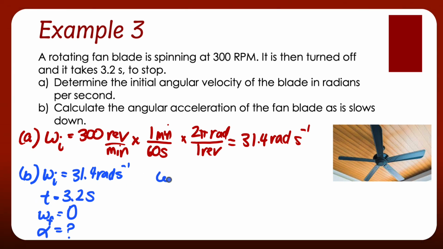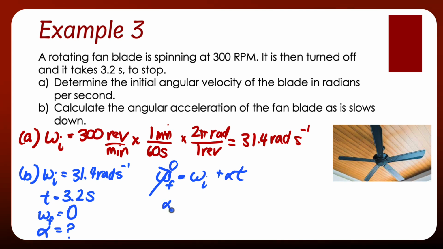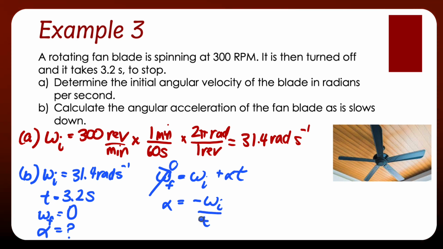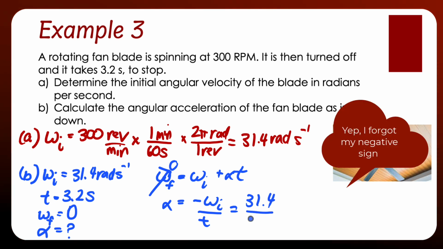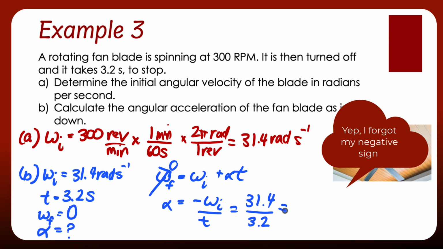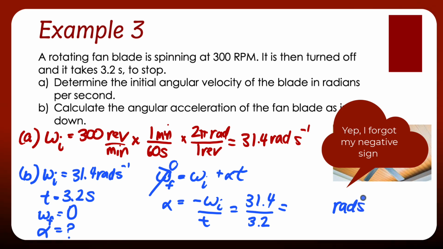So in my data booklet, I've got omega f equals omega i plus alpha t. This value is 0 now. I'm going to rearrange that. I'm going to take this omega to the other side, which means it'll be a negative omega i divided by the t. That was 31.4 over the time, which was 3.2. And my answer will be in, remember, radians per second divided by another second. That will be radians per second squared, which is good because we know that's going to be our unit for acceleration. And kind of ironically, it gives us 9.8 radians per second squared.